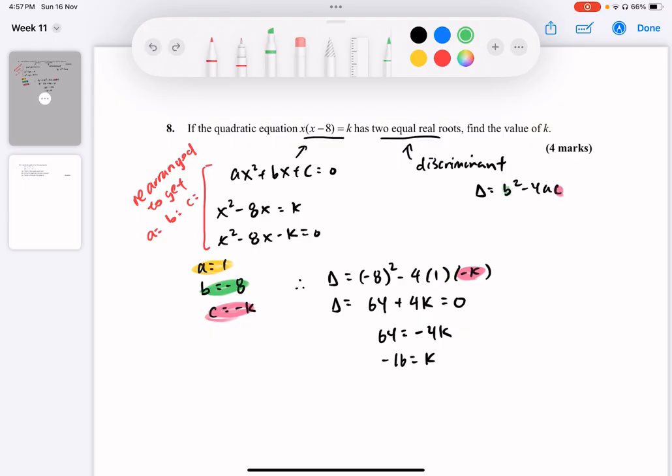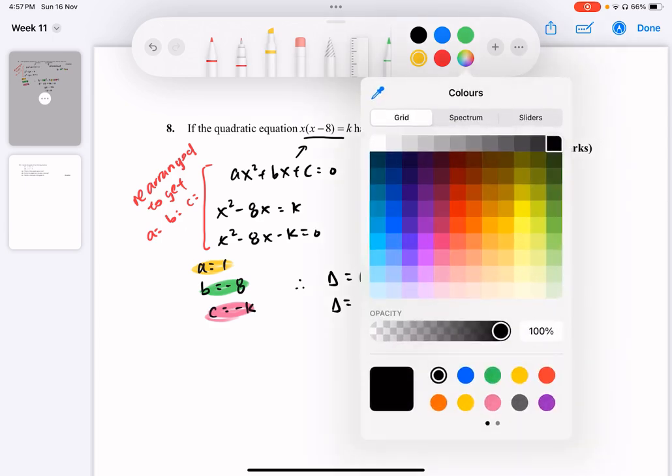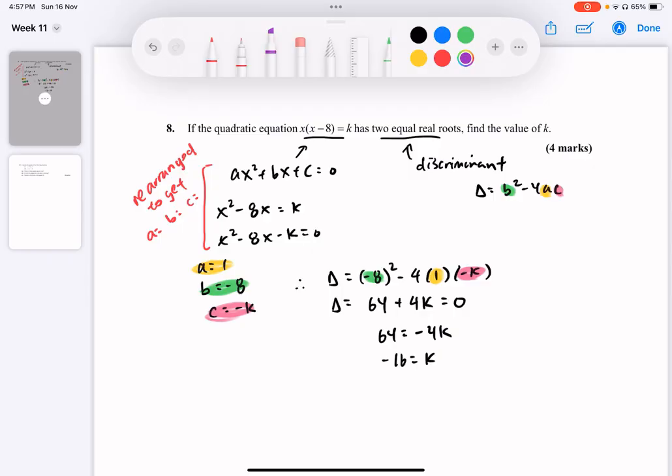Let's do b. And then finally we have a. And the last one in here, let's say purple, two equal real roots. That would be equal to 0. That's the reason that we let it equal to 0, because it says two equal real roots.